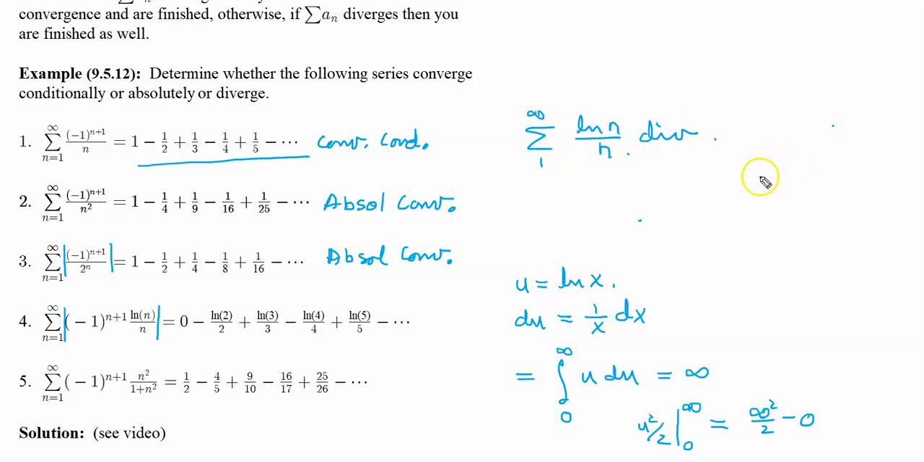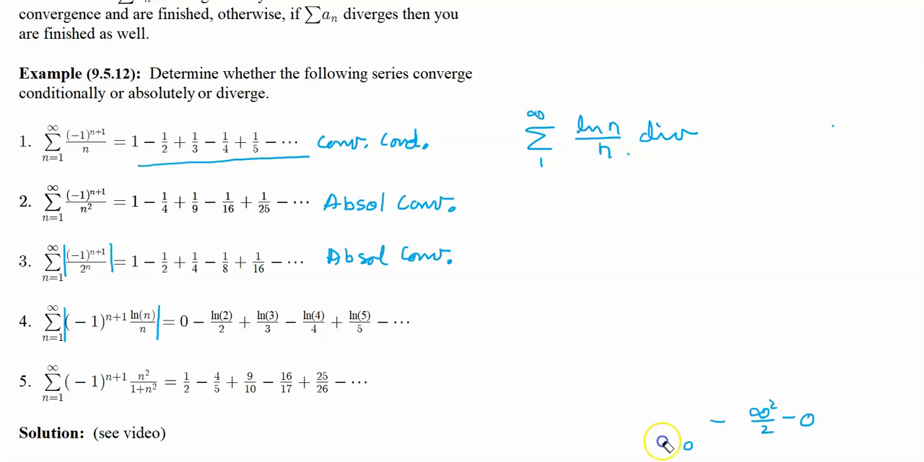So at best we're going to have conditional convergence. So what we need to do now is see, well, perhaps we can apply the alternating series test. So let's consider this now. So now if we consider our original series down here without the absolute values.